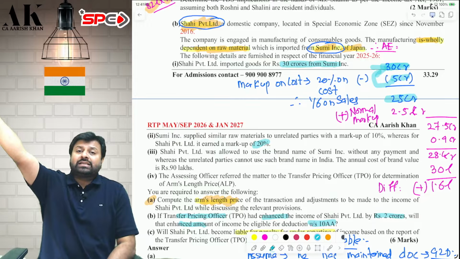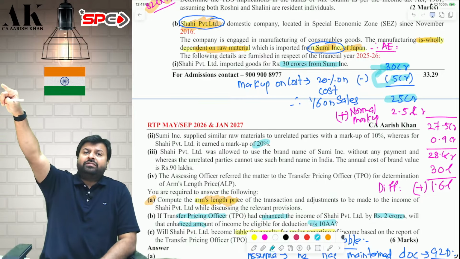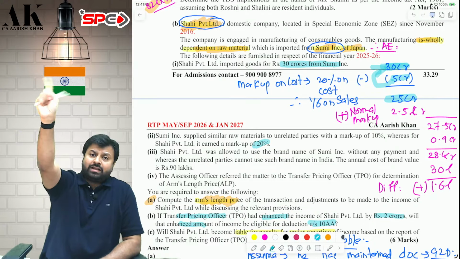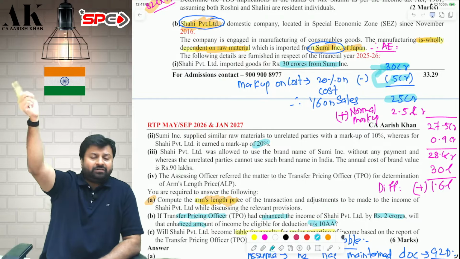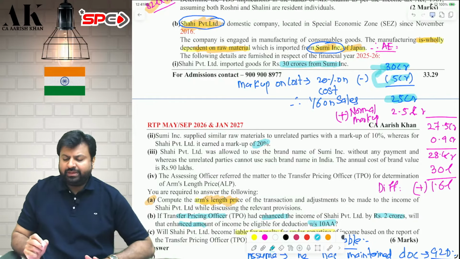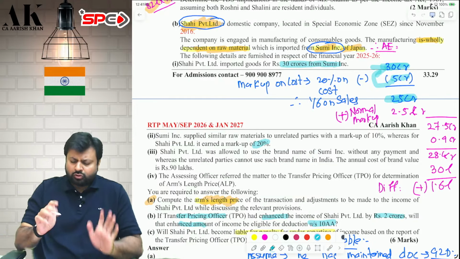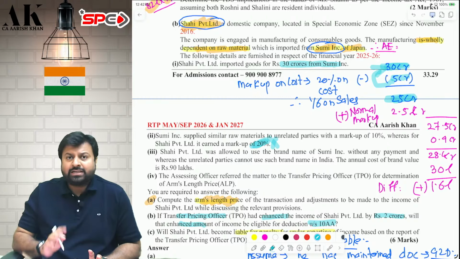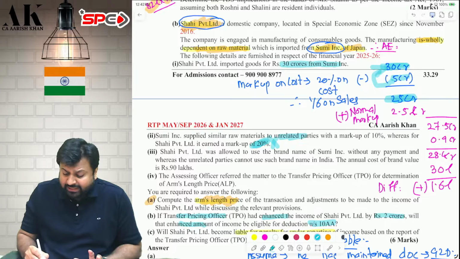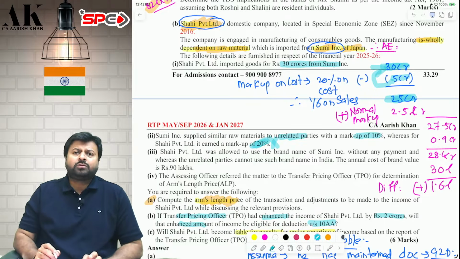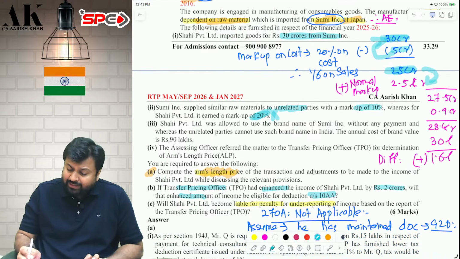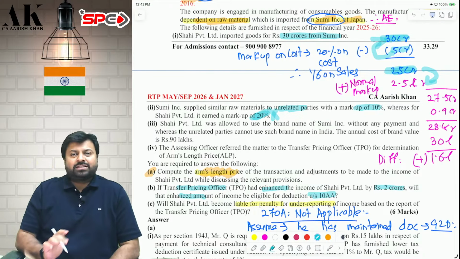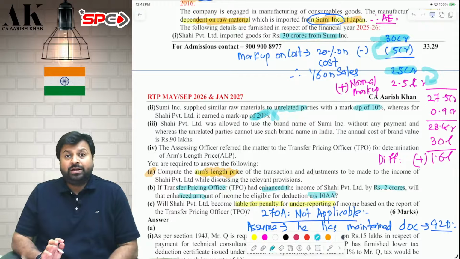So Sumi's cost is 25 crore, plus Sumi is charging profit of 1/5 of cost, which comes to 30 crore, or 1/6 of sale, which comes to 30 crore. Therefore, the cost of Sumi is 25 crore. So Sumi is charging us more margin. We don't want this margin, we want the arm's length margin. The arm's length margin with respect to an unrelated party is 10% on cost. Therefore, now I will apply 10% on the cost. So first I will find out the cost of Sumi, and on that I will apply a 10% margin. I hope it is clear to all of you.